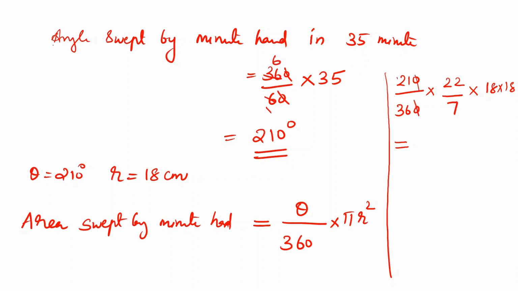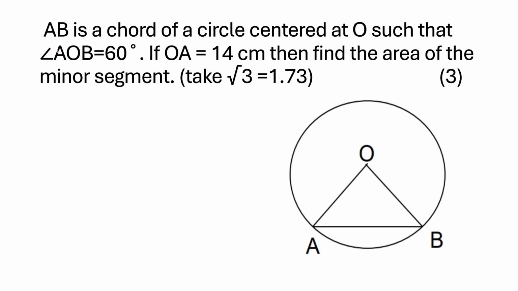18 times 18. And you can cancel out all those things. 0, 0 here cancel. 21. 3 7s are 21. 1 7 is 7. 2 36 are 18. 1 and 9 is here. 22 times 3 times 9. 594 centimeter square. Okay, so this is also 3-mark question.